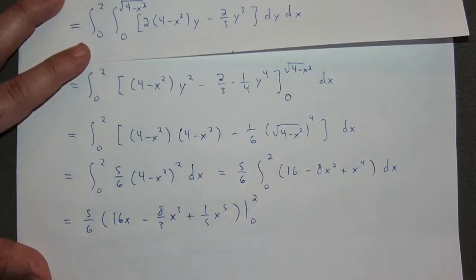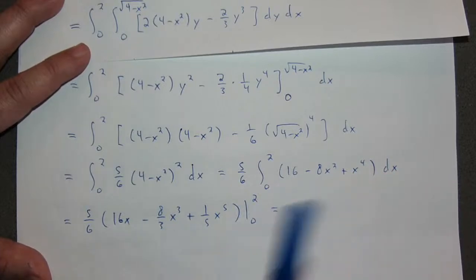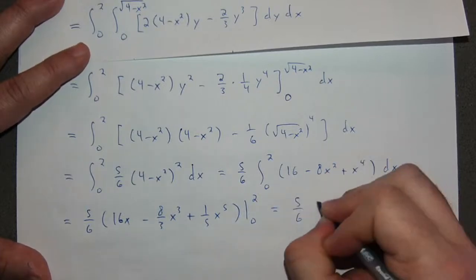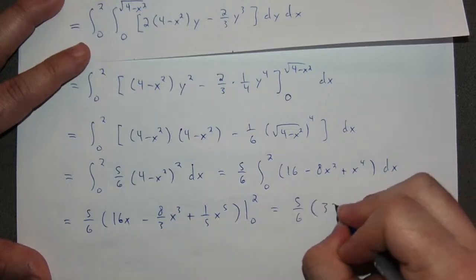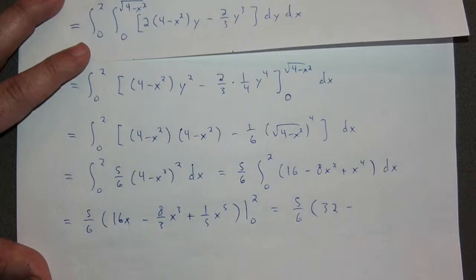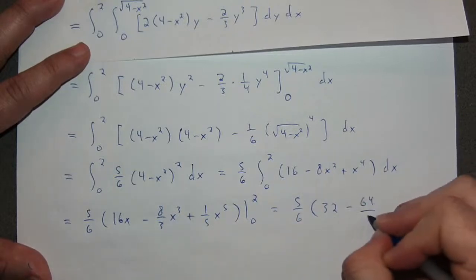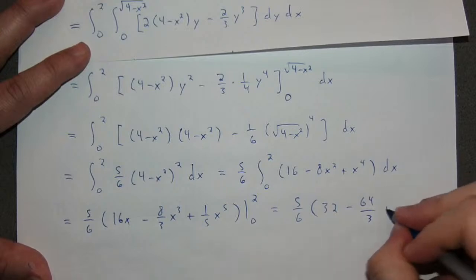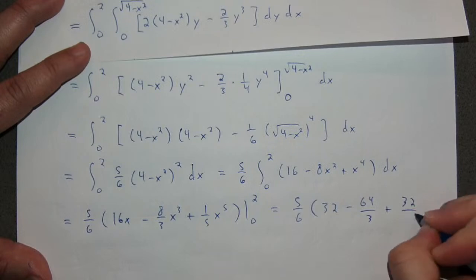Evaluating at 0 gives me 0. And so really I just have the term where I plug in 2 here. So I have 5/6 times 16 times 2 is 32 minus 2 cubed is 8. So this is 64/3 plus 2 to the 5th is 32. So that's plus 32/5.